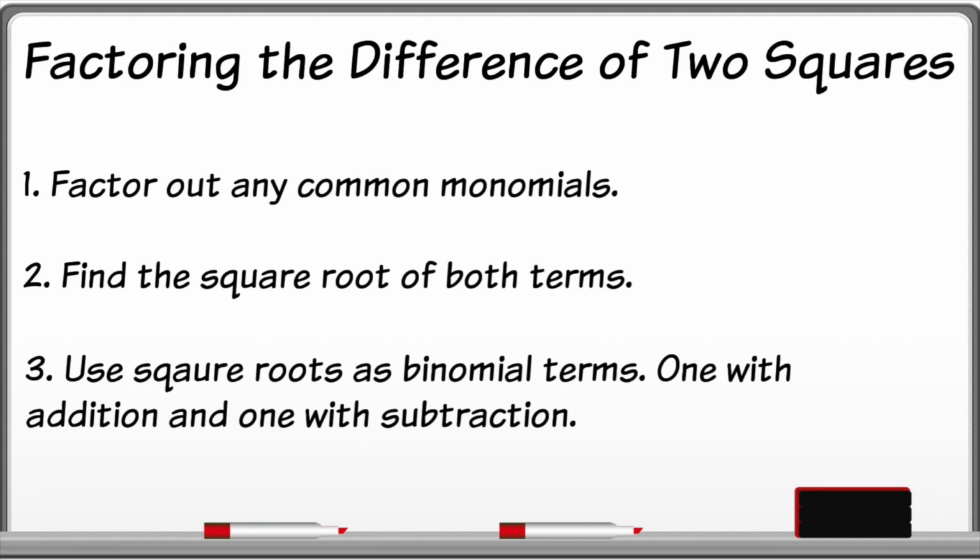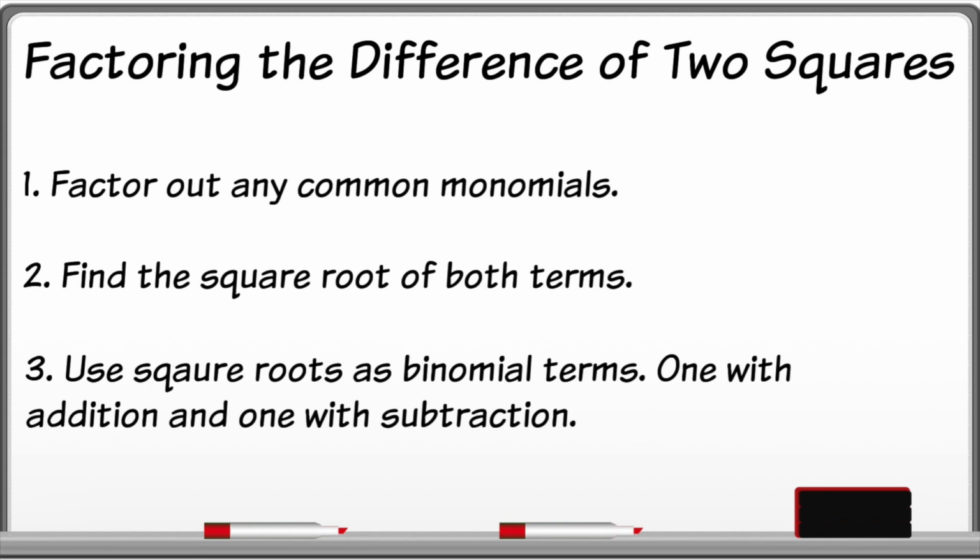Step 1 is we're going to factor out any common monomials. And this is what we did in the last lesson, in 9.1, finding out if there's anything in common between all of the terms in the equation and factoring out or dividing those out.